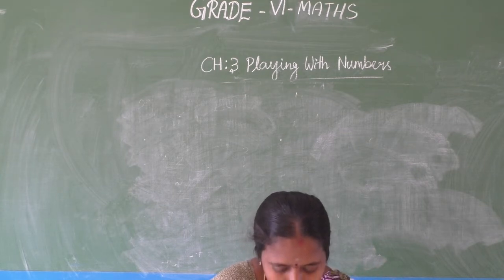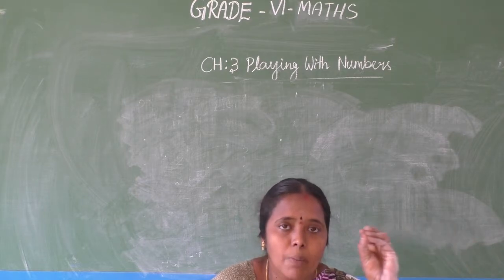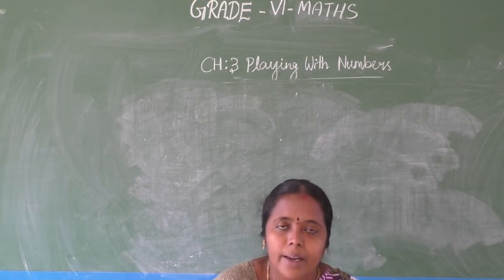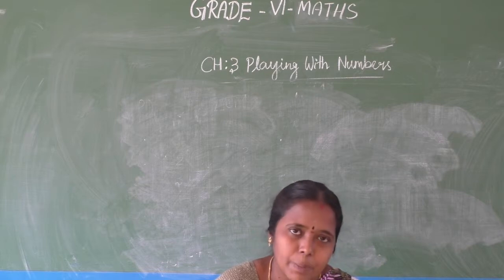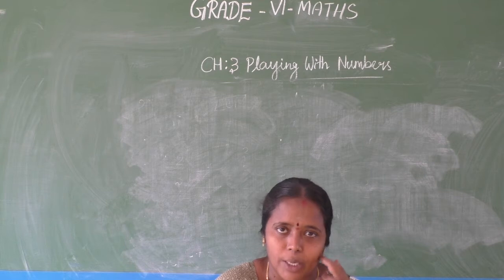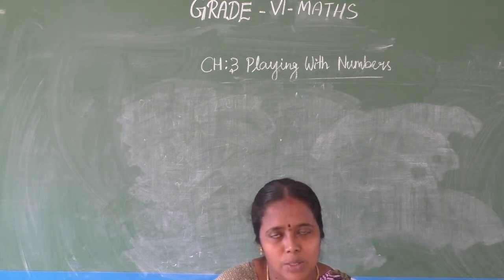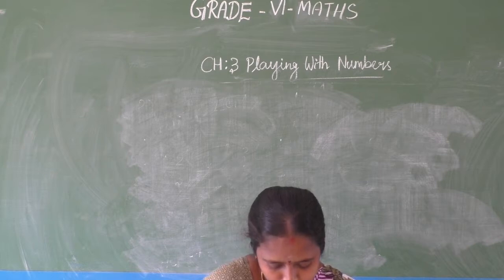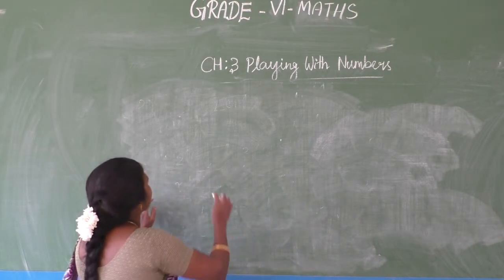How to do? That number should be commonly present in all 3. That means we have to find the least common multiple here. A common multiple of 6, 8 and 12, nothing but the LCM of 6, 8, 12. Okay. How to do?